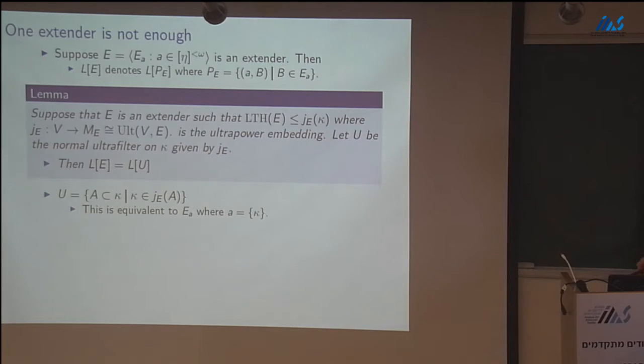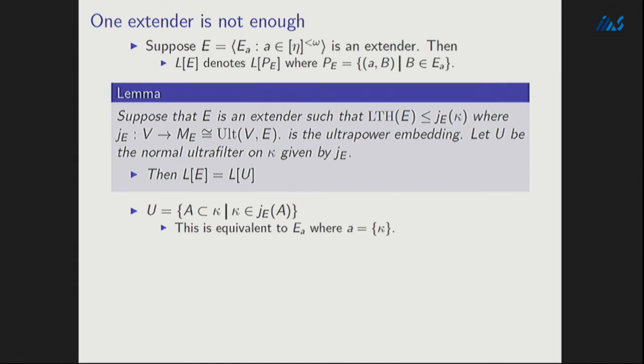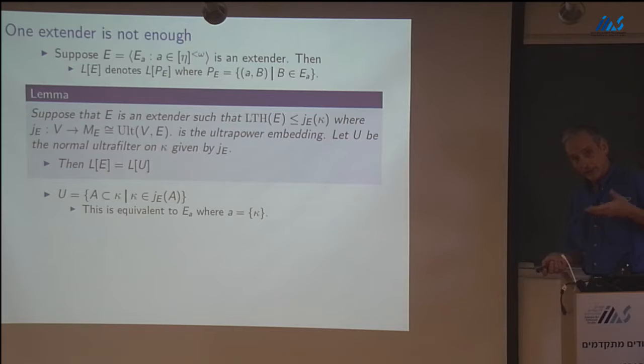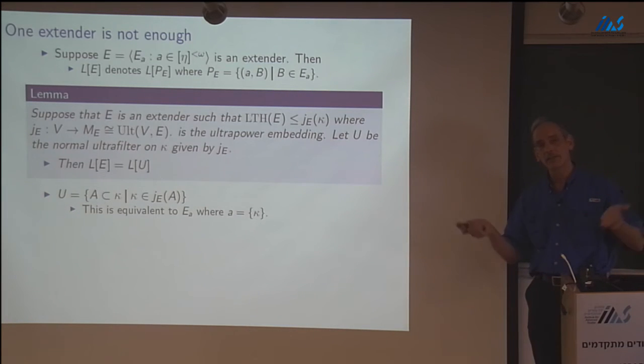All right, so if you take one extender whose length is not too long, and you construct from it, you just get L[U], where U is the normal measure on the critical point given by the extender. You don't get past what Cohen did. Even though this extender in V could yield a very strong embedding, when you construct from the extender, all the stuff you needed to verify the strength of that embedding disappears.